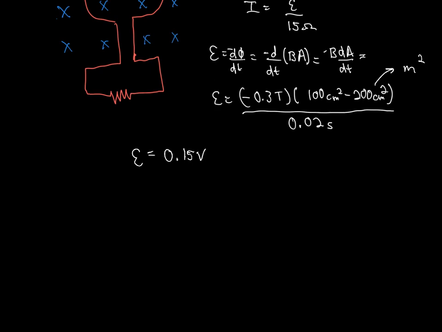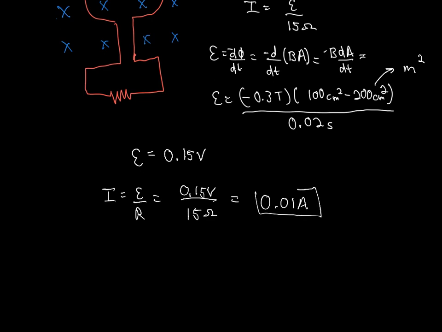So then your current is your EMF divided by your resistance. 0.15 volts divided by 15 ohms gives me my final current, 0.01 amps. That is the induction that you are inducing. The current that you're inducing.